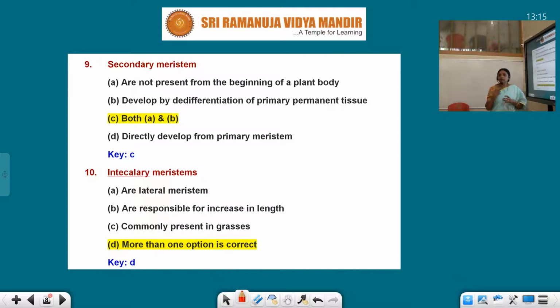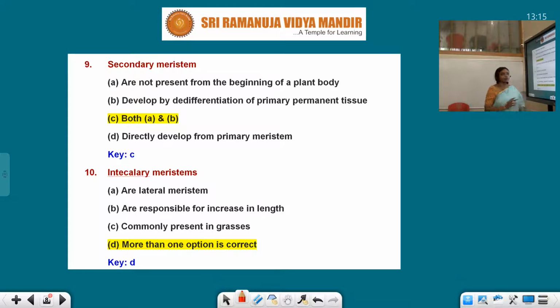The lateral meristem develops at the time of secondary growth. So naturally, the secondary meristem, the lateral meristem, is not present in the beginning stage, from the embryo stage. Developed by dedifferentiation of primary permanent tissue. I explained to you what is de-differentiation.